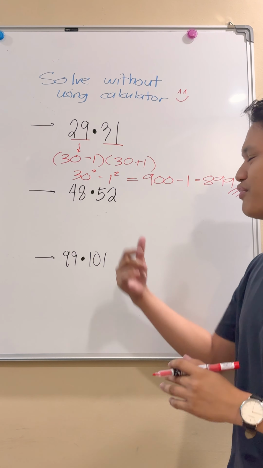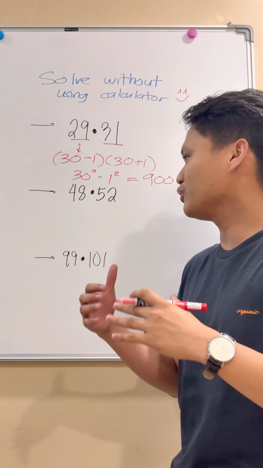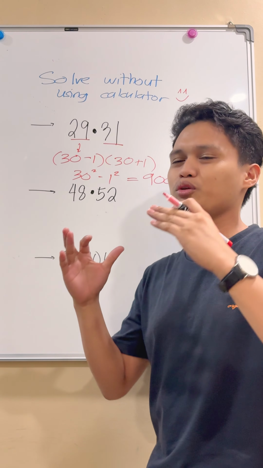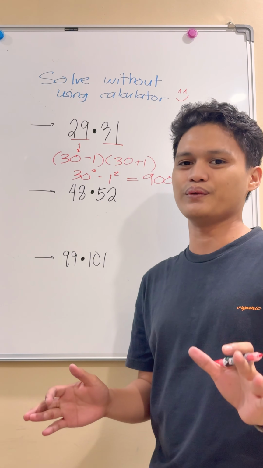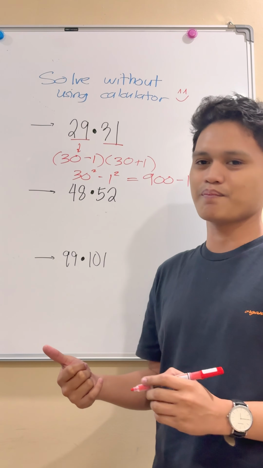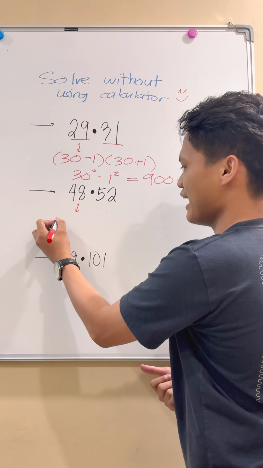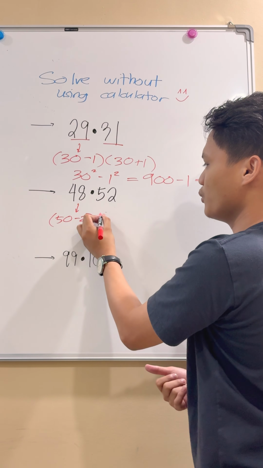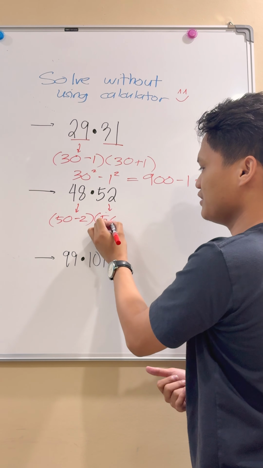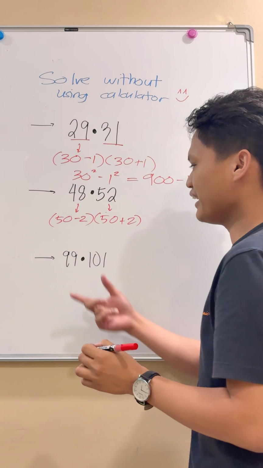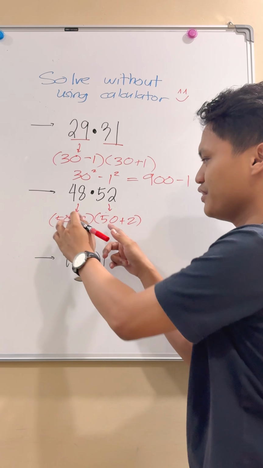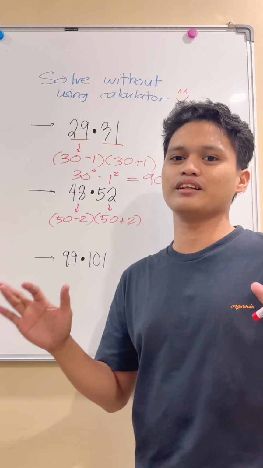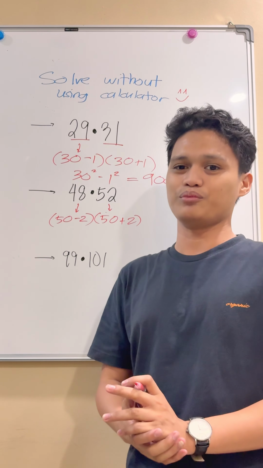We'll do the same thing with 48 times 52. But again, we need to recognize the number that is in between, or the midpoint, of 48 and 52. In this case, this is 50. So thus, we can write 48 as 50 minus 2, and 52 as 50 plus 2. Since again, we have two terms that are equal, 50 and 2, but they differ with the sign in the middle, this is a difference of two squares form.